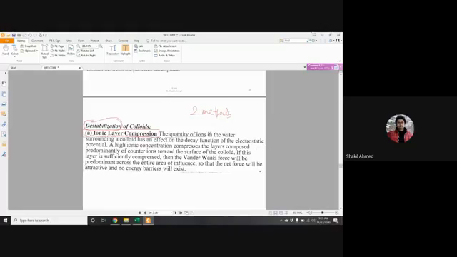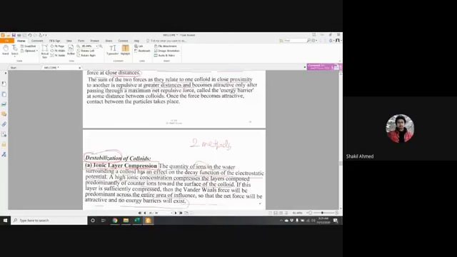The quantity of ions in the water surrounding a colloid has an effect on the decay function of the electrolytic potential. A high ionic concentration compresses the layers composed predominantly of counter ions toward the surface of the colloids. If this layer is sufficiently compressed, the van der Waals force will be predominant across the entire area of influence, so that the net force will be attractive and no energy barriers will exist.